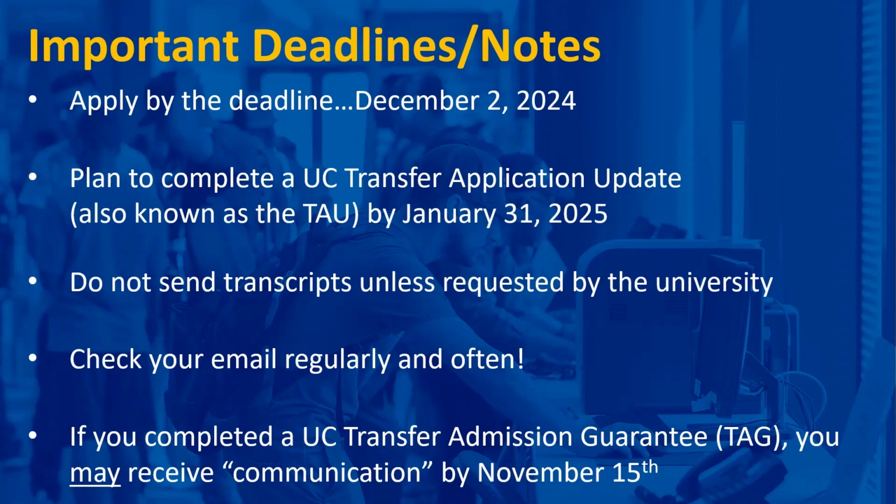So if you completed the UC TAG application, so you tagged, you requested guaranteed admissions consideration, you may receive communication by November 15th. There's a couple of schools that actually will let you know if you were confirmed to have been admitted under the TAG agreement. Other schools will just not let you know until the spring when they send you the final official notification.